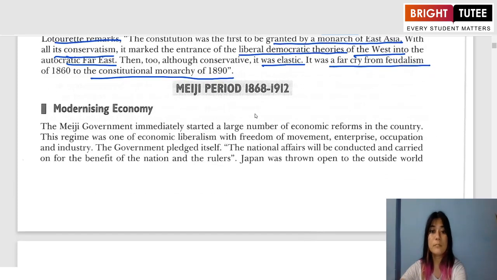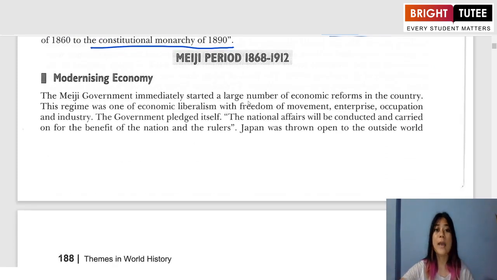So now let us look at the Meiji period. We learned that one of the important emperors of Japan who brought out a revolution to modernize Japan was Meiji. So we'll look at the period of his rule, and we'll also see what kind of changes he brought to modernize Japan.